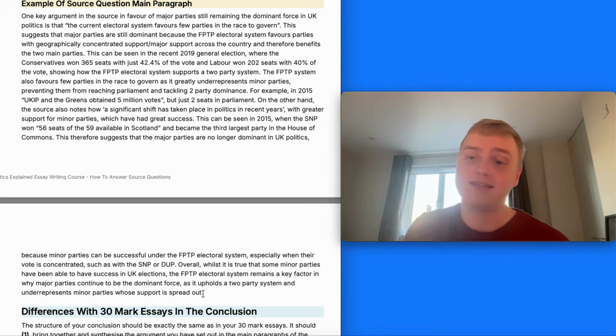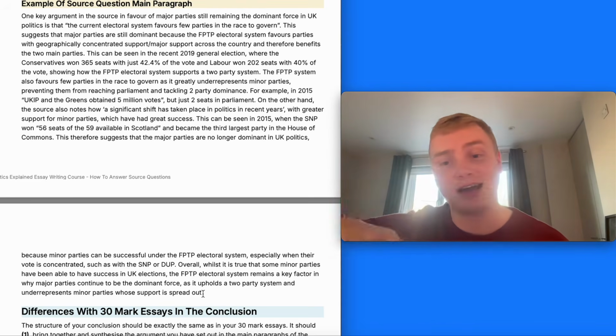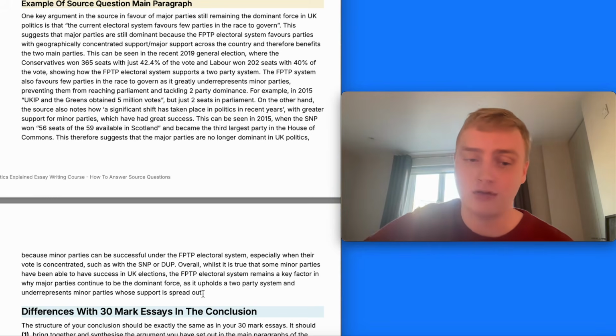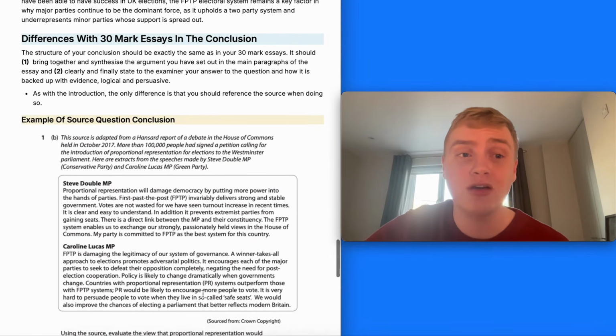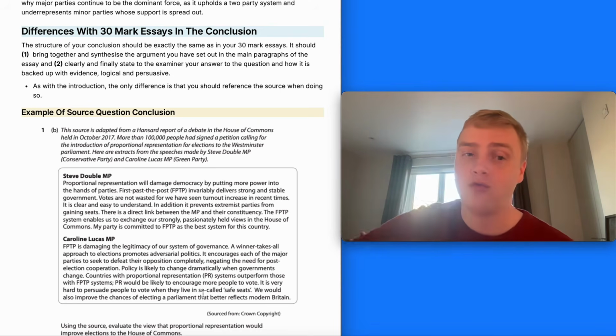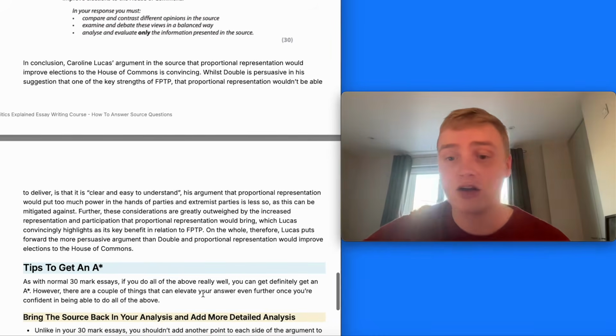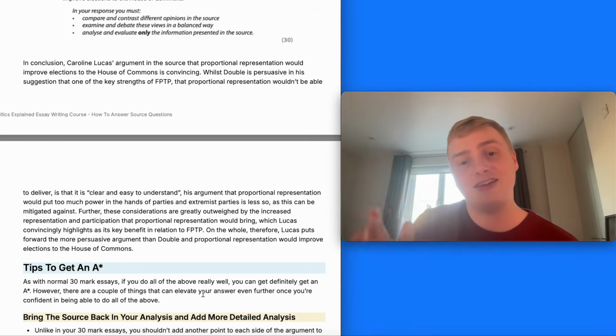So doing the exact same thing as a normal 30-mark essay, but making sure the points are from the source, and if you can, your examples are from the source as well. If we look at the conclusion, it's exactly the same as the introduction. Your conclusion should be the same as 30-mark essays. The only difference is it should reference the source when doing so, the same as the introduction. So we're still synthesizing our argument, making a really clear argument and justifying it.